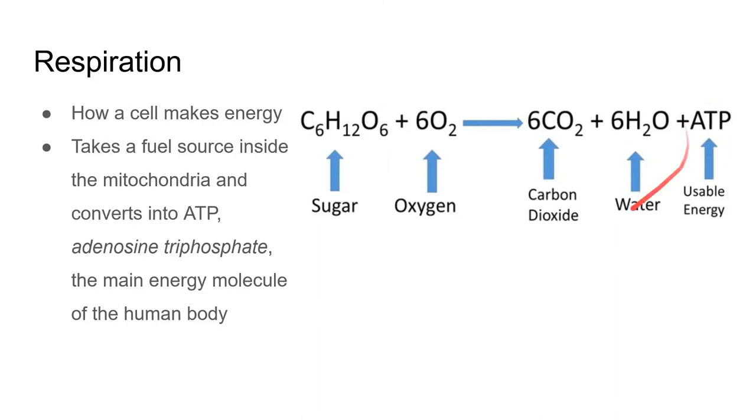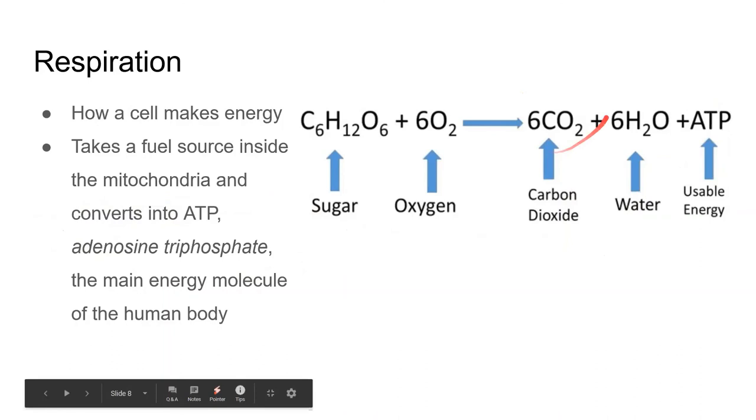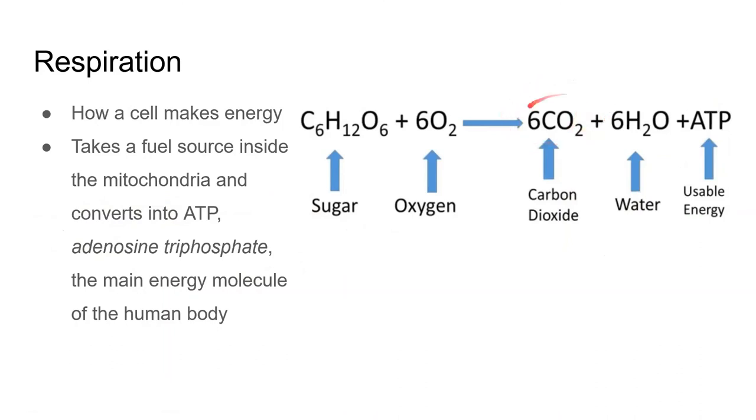ATP is adenosine triphosphate, which is the major energy molecule within the human body. So if anything requires energy in the human body, adenosine triphosphate is usually what you use. Big thing to note is that a byproduct of respiration is CO2. So that's why when you exhale, you're removing all that byproduct. And when you inhale, you're trying to take in more oxygen so you can do more respiration.